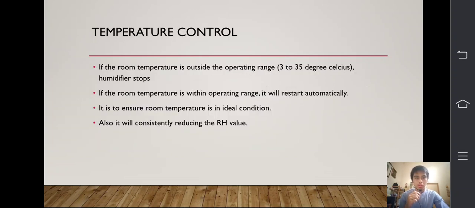Now move on to one of the subtopics inside the design analysis, which is temperature control. If the room temperature is outside the operating range, which is 3 to 35 degrees Celsius, the air dehumidifier will stop. But if the room temperature is within the operating range, it will restart automatically. It is to ensure the room temperature is in ideal condition. Also, it will consistently reduce the RH value.